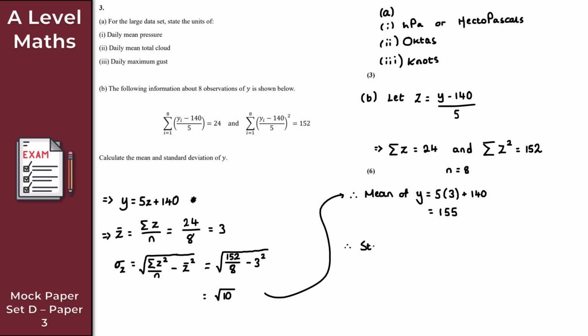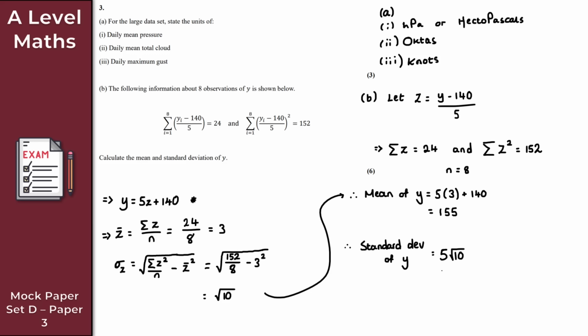So standard deviation of y. I'll call this standard dev of y, because why not? So for the standard deviation of y here, well, adding or subtracting here has no effect on the standard deviation, right? So for the standard deviation here of y, it's just simply what we got here for sigma z, but we times it by the 5 here. Okay, so it's going to be 5 root 10.